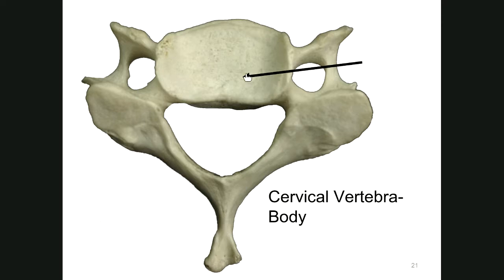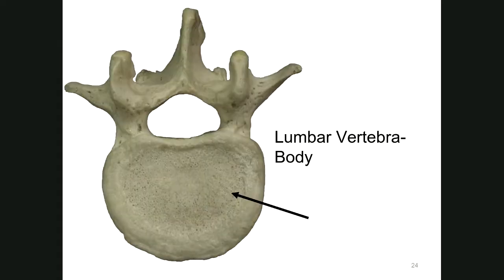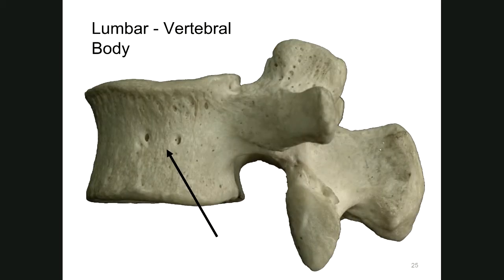So now I'm going to show you the vertebral body. I'm going to pretty much show you the structure, and then I'm going to show you it in all three levels. Here it is in the cervical area. Here it is in the thoracic, and then here it is in the lumbar. And I'll even show you laterally. Good so far?